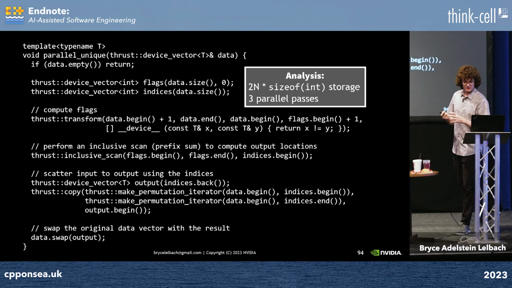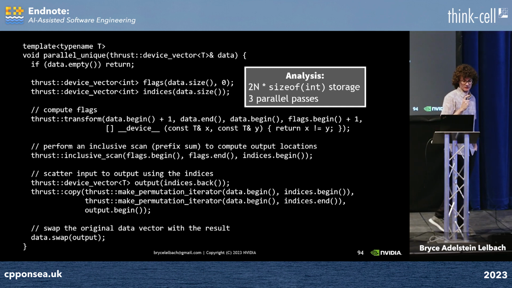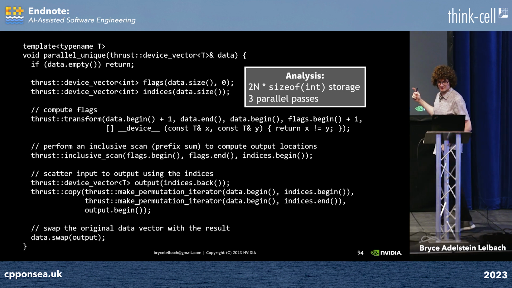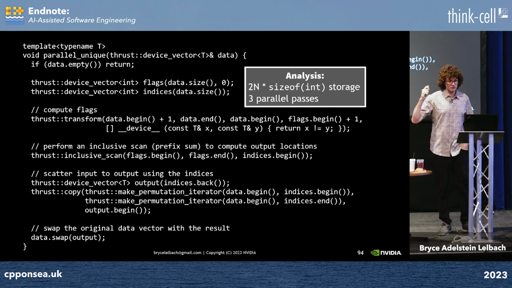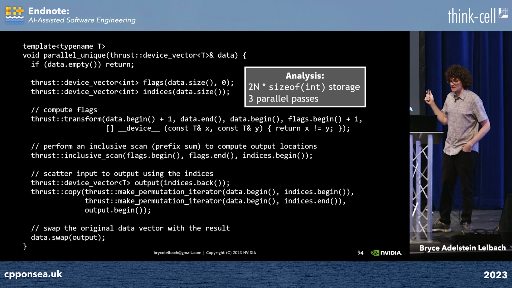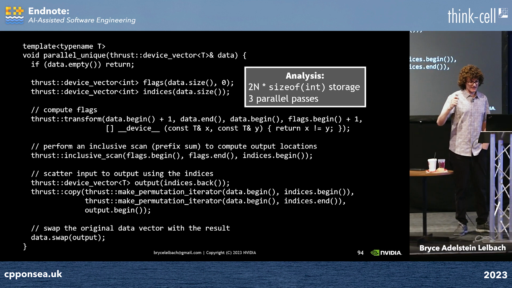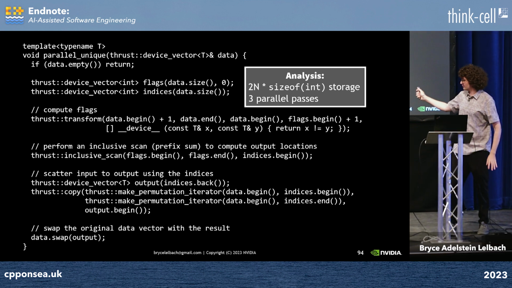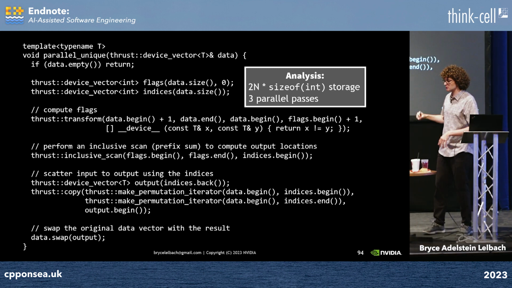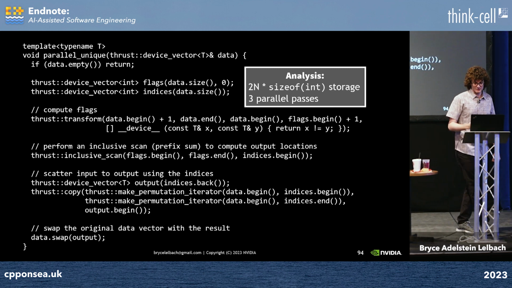All right, so all of the O(N) operations in this code are parallelized, which is good. All of the sequential operations are O(1), and that's great because this means that this will be scalable to hundreds of thousands of threads. However, we do have 3 parallel passes, and we're using 2N temporary storage, the flags and the indices. Just ignore this output vector for right now because that's a bug that we're going to get to later.